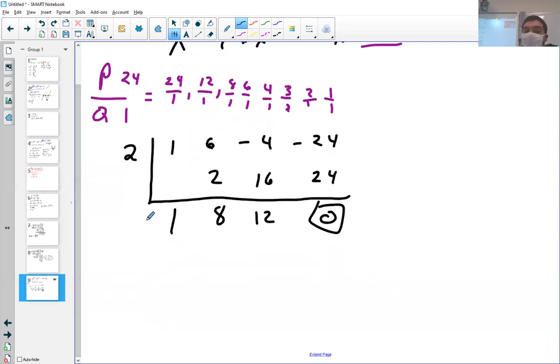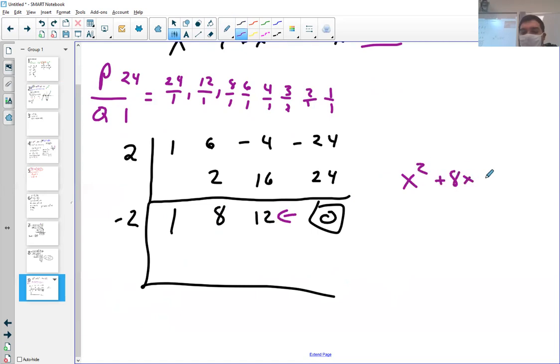Now, you could keep synthetic divisioning. Like I could do negative 2 and keep synthetic divisioning, but you could save yourself time. As soon as you get here and you have x squared plus 8x plus 12, then you could just factor. So you could keep guessing and checking, but there's a lot of work. So once you get to a point where you could factor. You could also narrow down P.